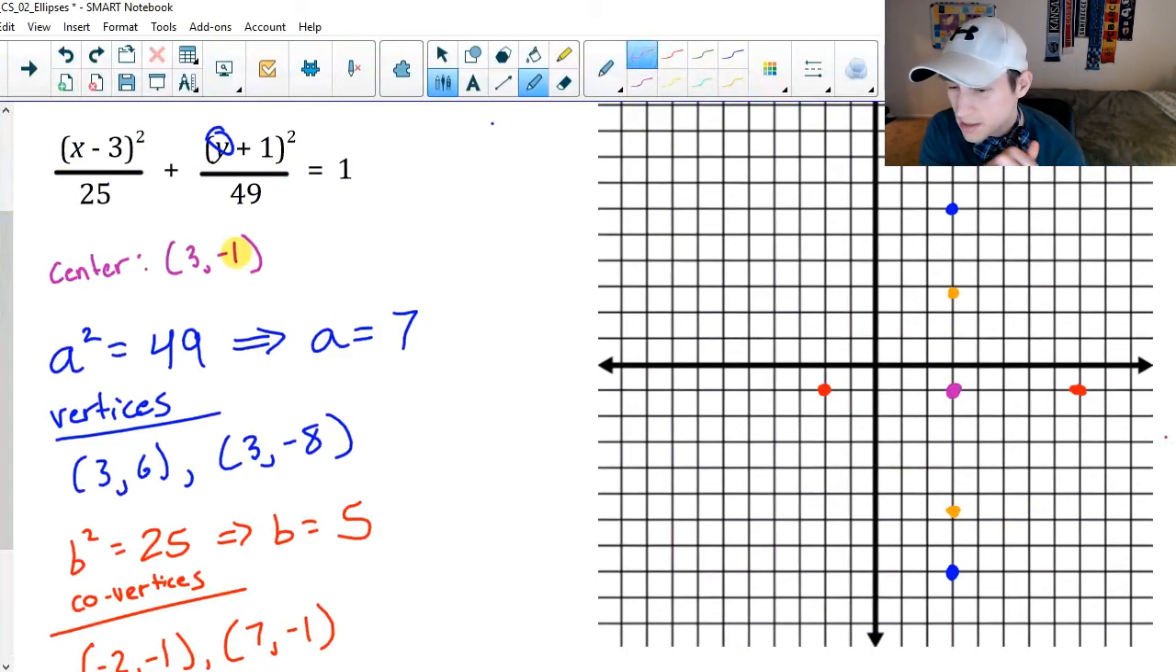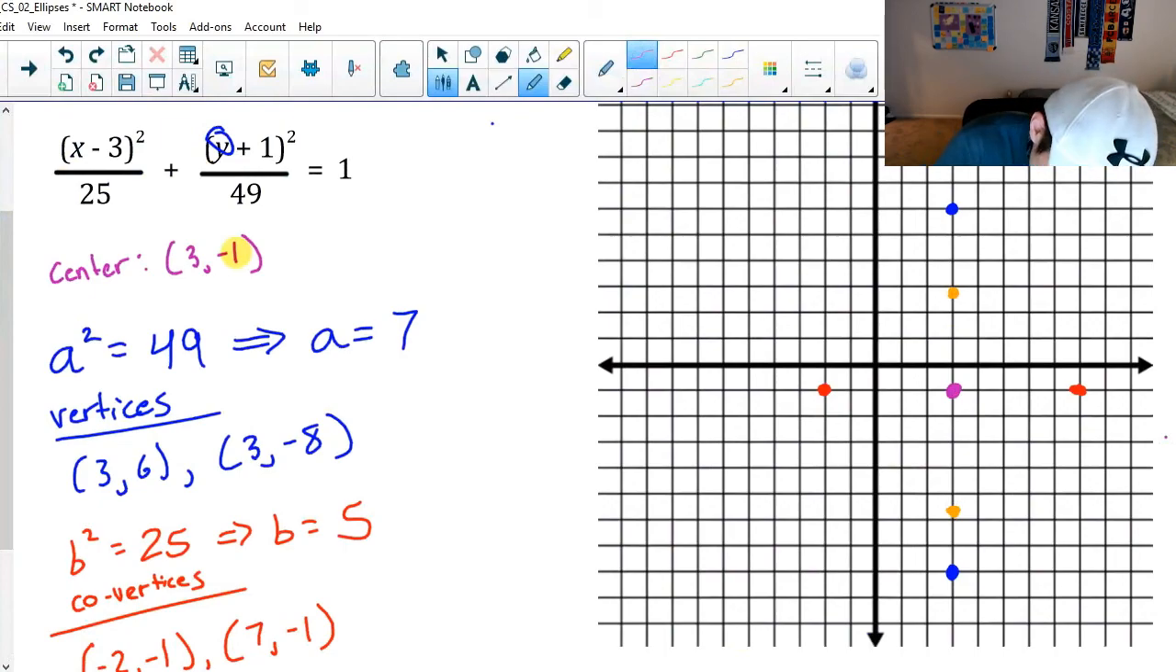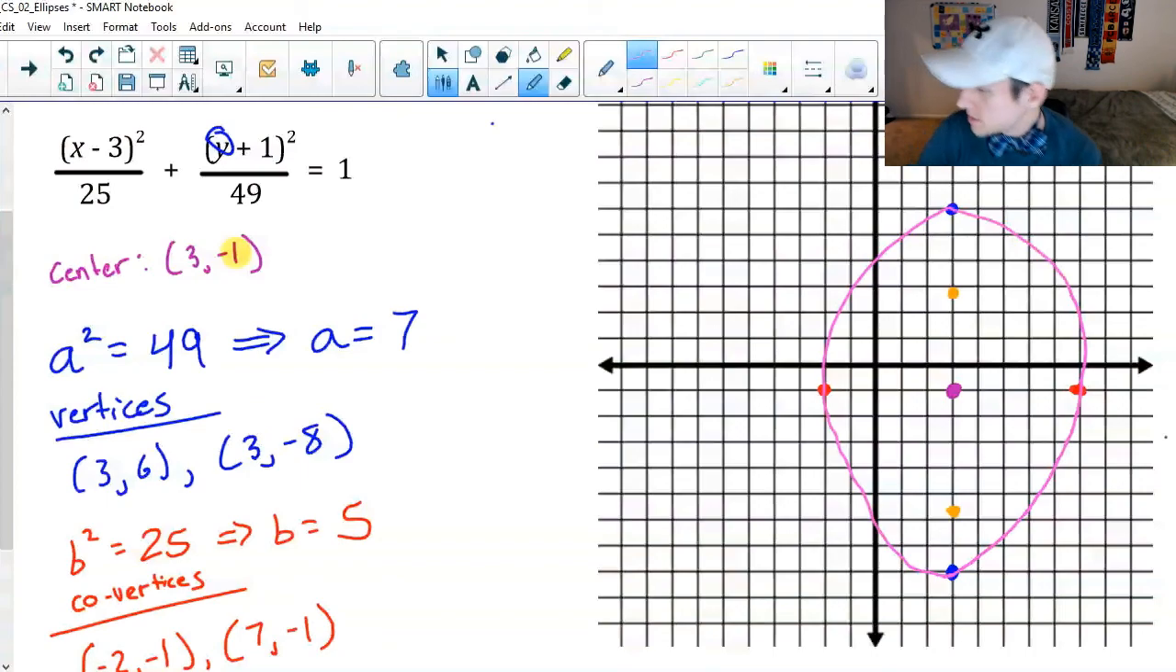And the worst part about these ellipses is actually just sketching out the ellipse itself. Right? I kind of have to go a half at a time. I don't really have a great way to do it. You know, it's not amazing, but it gets the job done. So there's my sketch of the ellipse. I have the foci, I have the center. We're good to go.